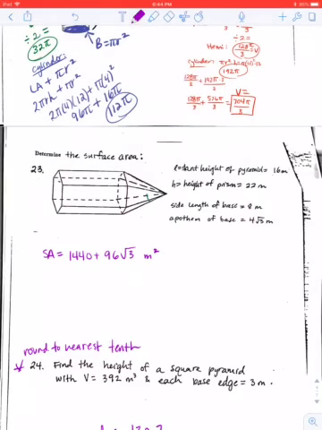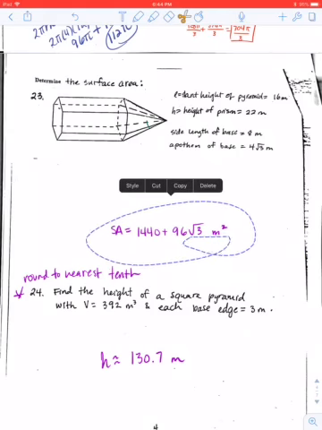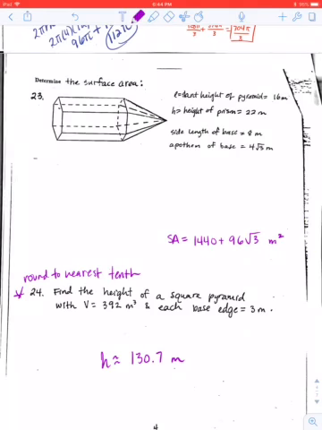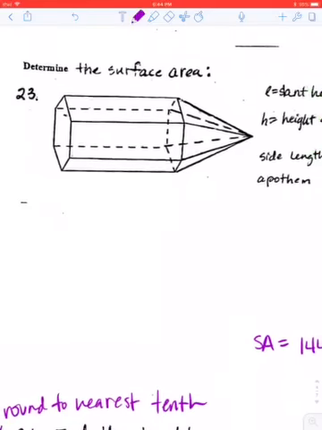Okie dokie, moving on to number 23. So this one looks terrible, but it's not that bad because one, I gave you all the important information. You're welcome. And also, you don't need to find volume, only surface area. Also, you're welcome. So let's determine the surface area of this figure.